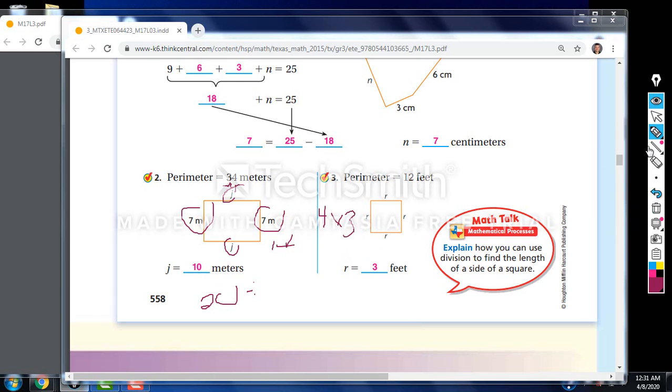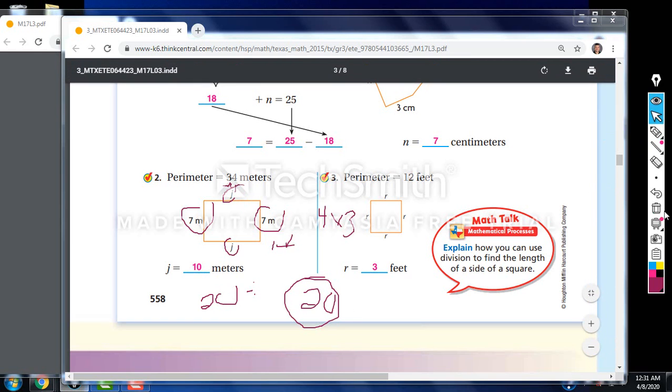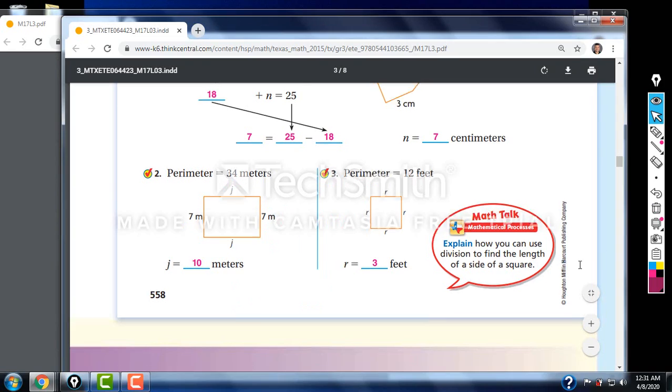Very good. This is the one that gets most students if you rush through it too quickly, because you're going to get the answer here when you subtract 14 from 34. You're going to get 20. That is the most common error that most students make. They tend to forget that, whoa, I have 2 sides though. So don't forget that part. You take your time, you'll be okay. Now let's go to your next problems.